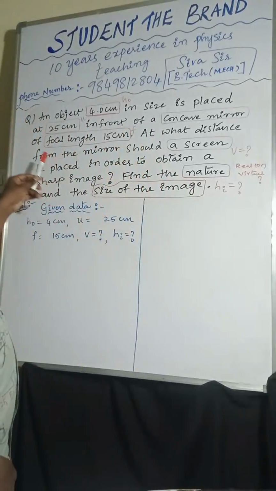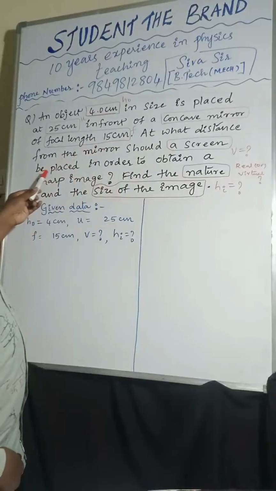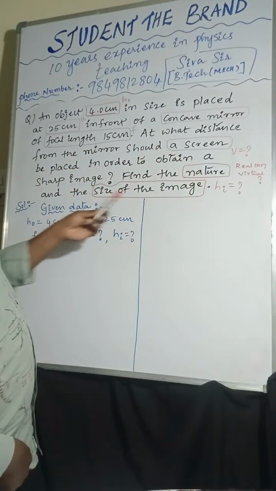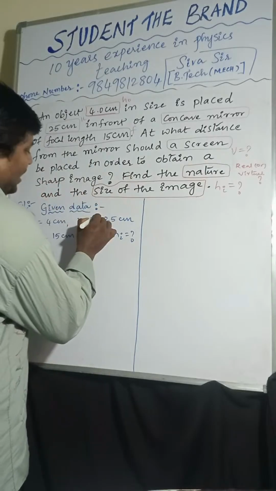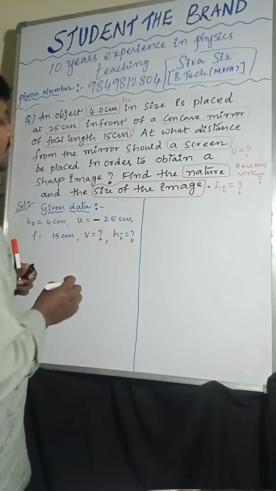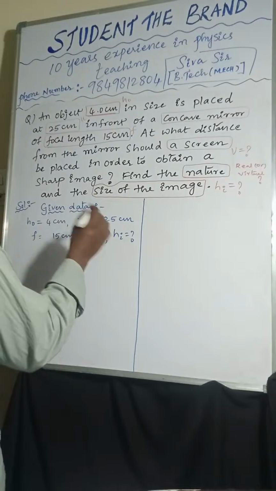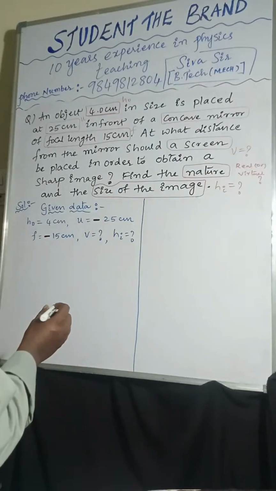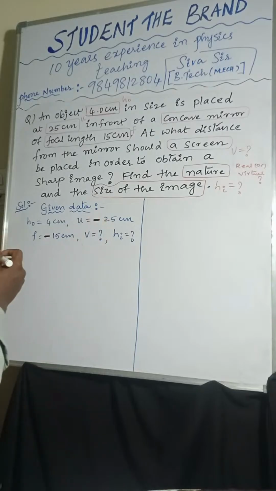At what distance from the mirror should a screen be placed in order to obtain a sharp image? Find the nature and the size of the image. Now you can see, object distance is always negative, and focal length is negative. By taking these points, we can solve it.